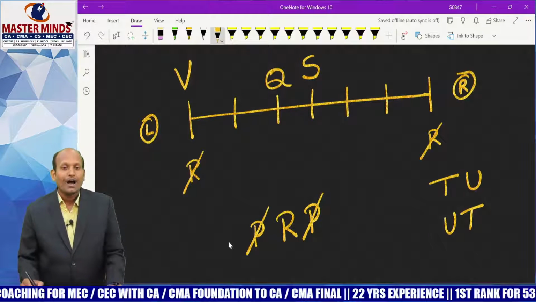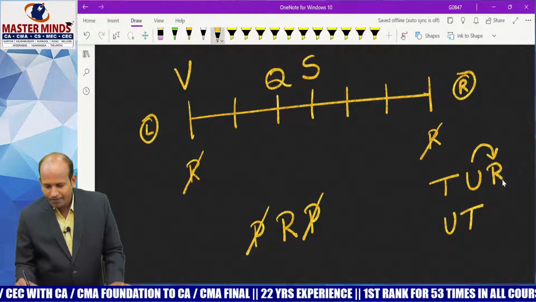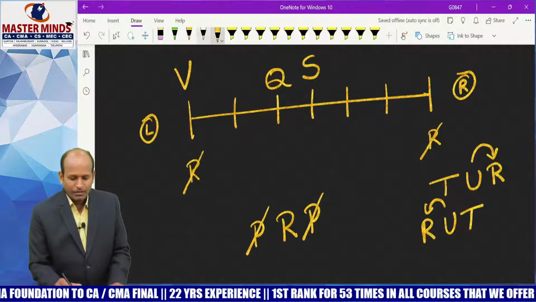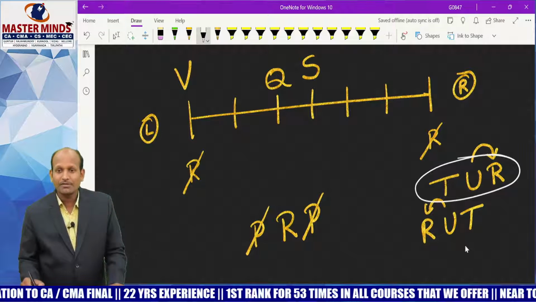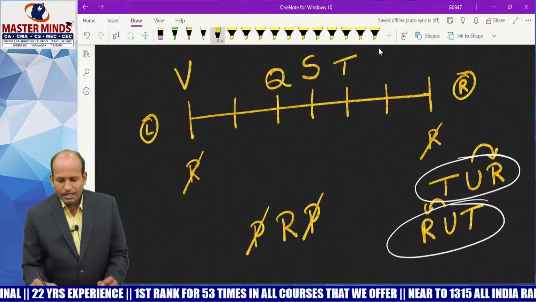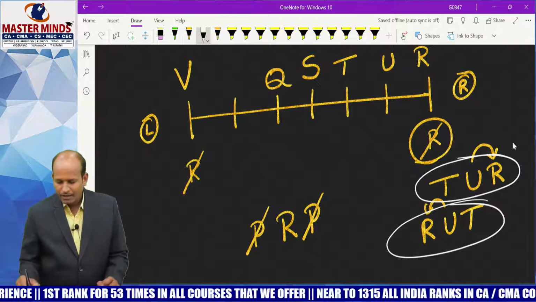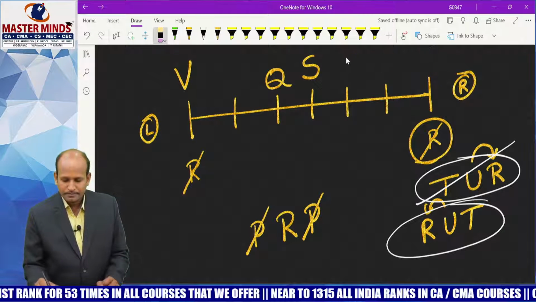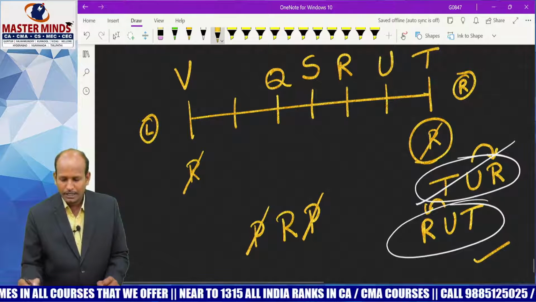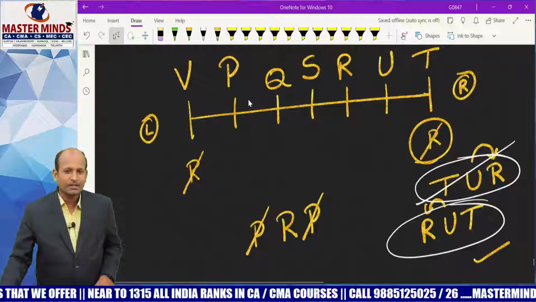R sits next to U. But suppose U next means here we have a gap for the right side of U. Here we have a gap for the left side of U. So that means they can sit like TUR as one possibility or RUT as another. Let me verify. If they are TUR, then R becomes at the extreme end. So that's why TUR is not possible. Then we can go for RUT and the remaining letter P we can place at the second position. So this is the arrangement.